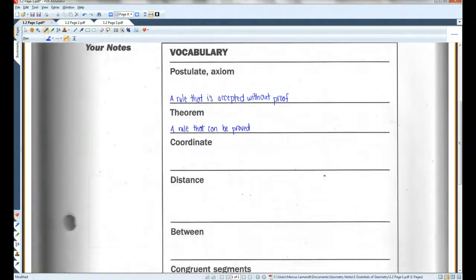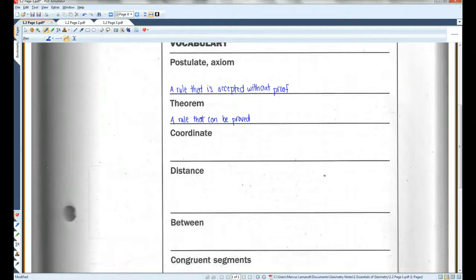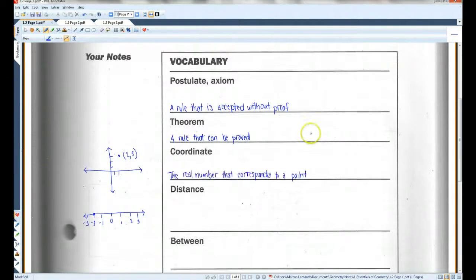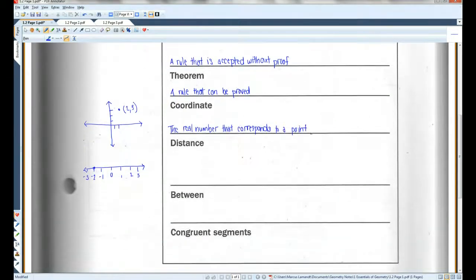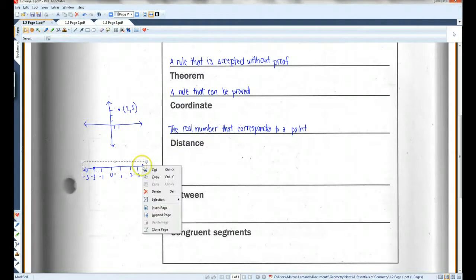A coordinate, when I refer to the coordinates of a particular point, this is what I'm talking about. This point here, the coordinates are 2, 3. This is also called an ordered pair. On this number line, the coordinate is -2. So it's the number that corresponds with a particular point. Distance. If you were to try to find the distance between 2 points, say, -2 and 3, the distance would be if you were to subtract these two numbers and take the absolute value.